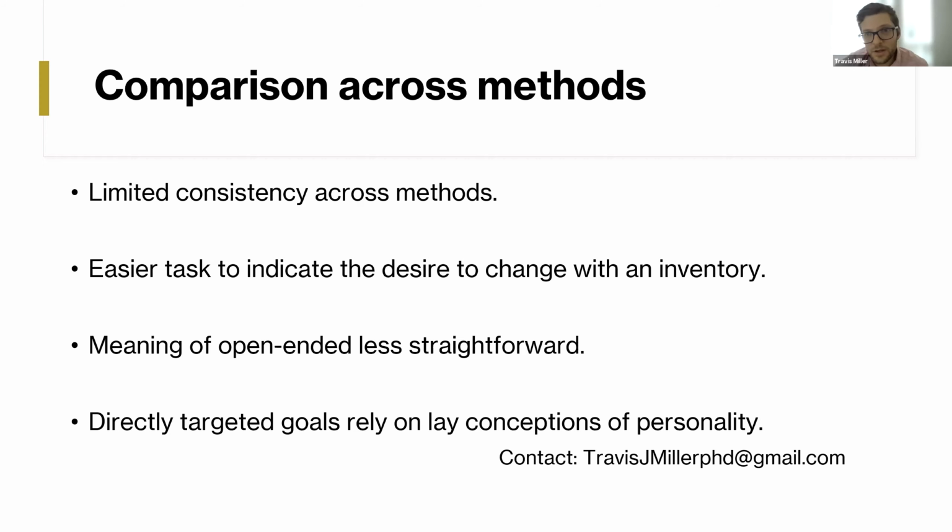Perhaps new methods should be developed. I kind of like the idea of making the trait change inventories ipsative, which might result in the data better describing individuals' desire to change, or implementing importance ratings on open-ended goals. Future work should also look at the differential predictive validity of each method.